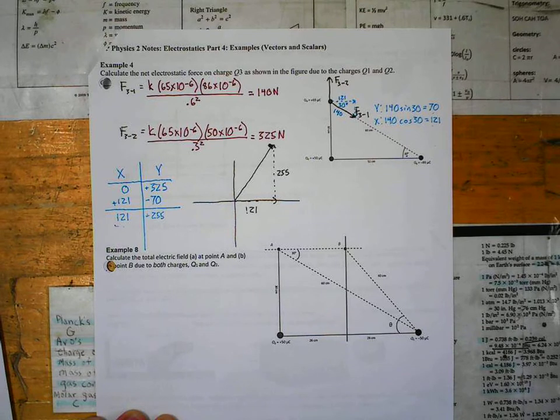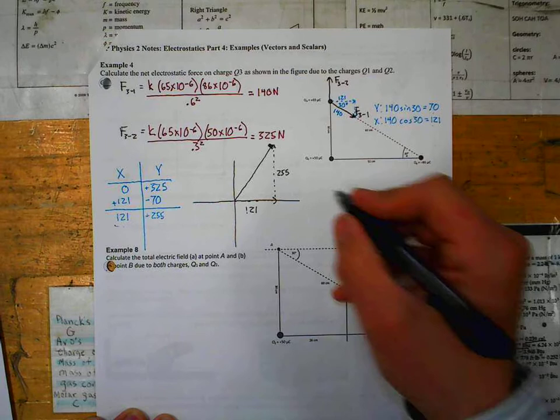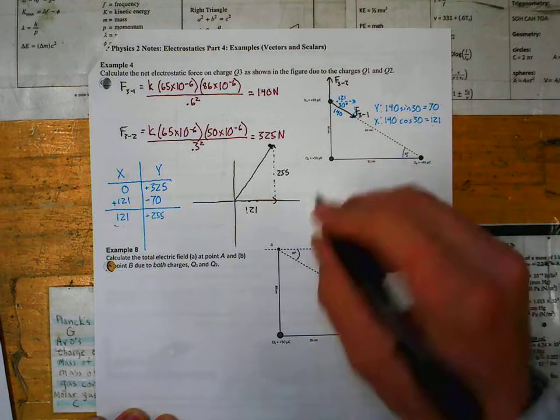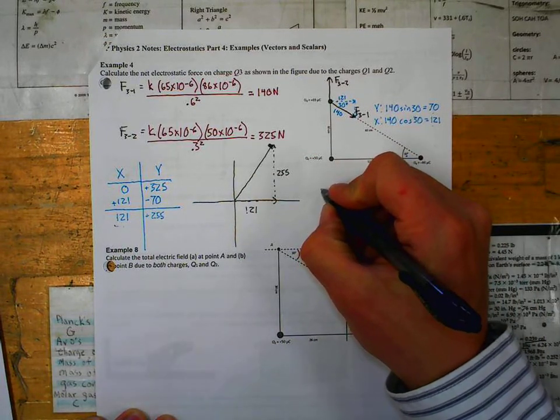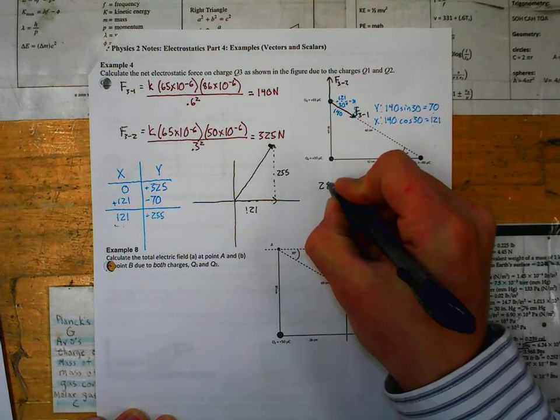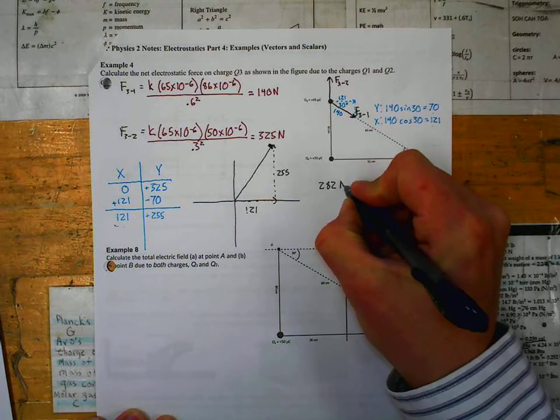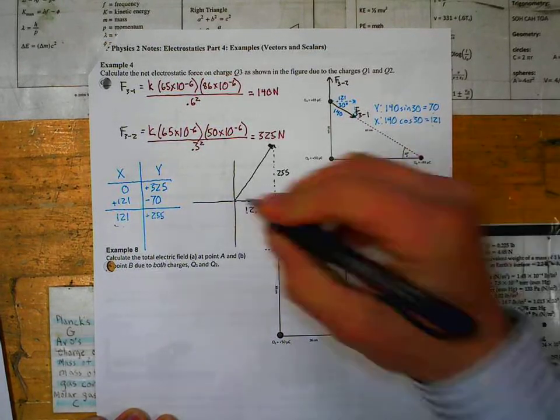Okay, so we're going to use good old what? A squared plus B squared equals C squared, the Pythagorean theorem. If you do that, I know you guys know how to do that, so I'll just tell you what it comes out to be. It's 282 newtons for the hypotenuse.